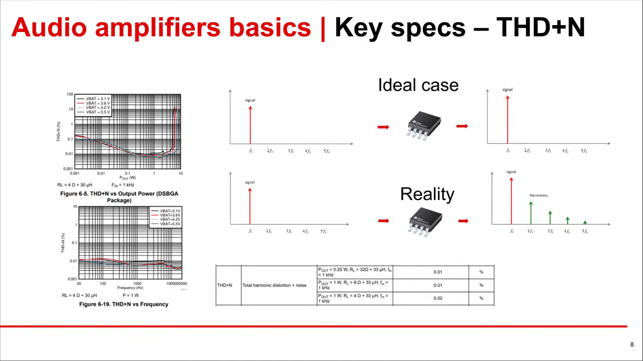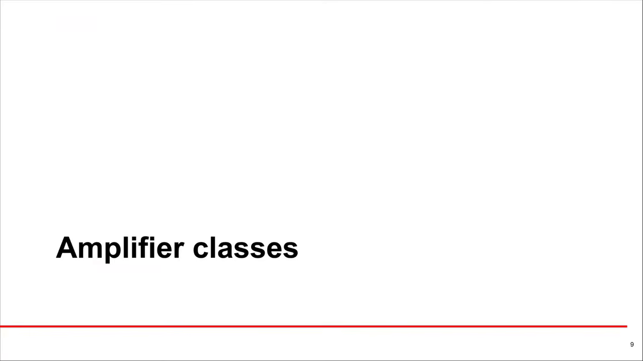1% is an industry standard level for an acceptable amount of distortion. However, a keen ear can hear distortion lower than 1%. This specification can be found in the electrical characteristics section of the device's datasheet and will often be specified for different output power levels, frequencies, and measurement bandwidth. Next, we will discuss some of the common amplifier classes.